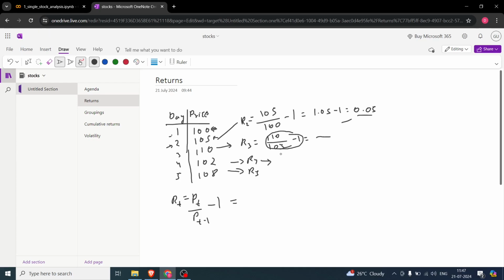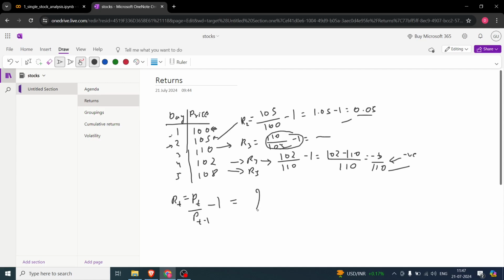So R4 is price on the 4th day, that is 102, divided by price on the previous day, that's 110, minus 1. If you simplify that, it will become 102 minus 110 divided by 110, that is minus 8 by 110. Now this is going to be a negative number, which means that we have lost some value over here. Our return is going to be negative. So it depends on the stock prices. Okay, so this is how return is calculated.